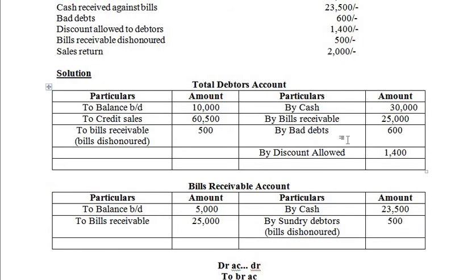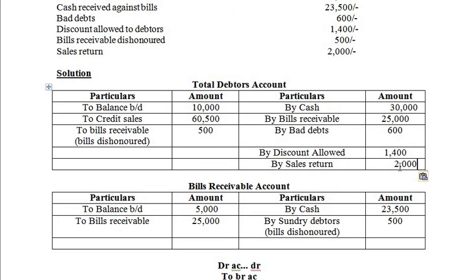Okay, next, sales return. Now where will this entry come? The sales whatever you have made are being returned. So where will this come? It will come to your debtors account. So by sales return, and what is the amount? 2000. So write down the amount as 2000.